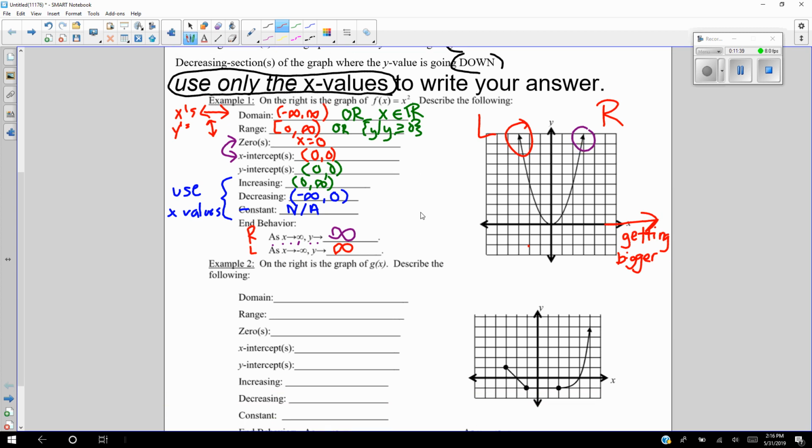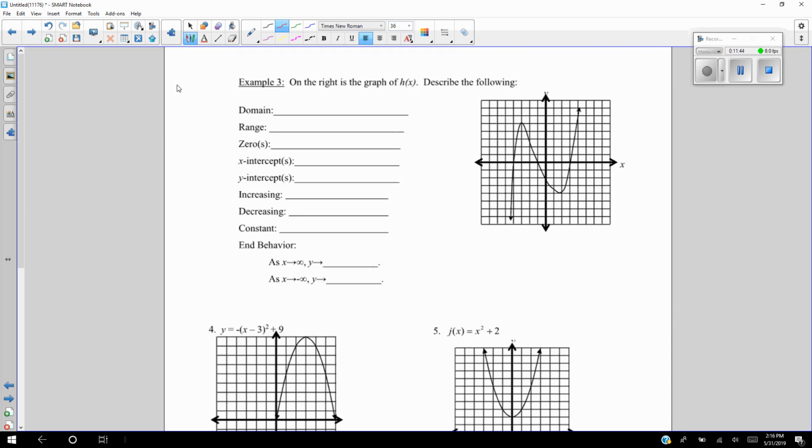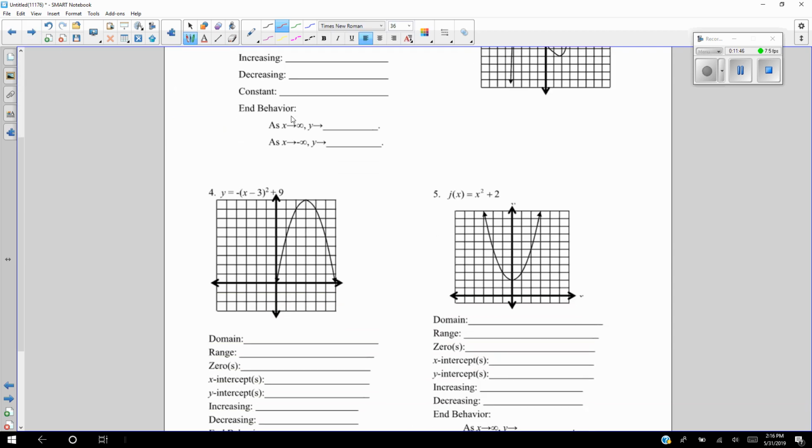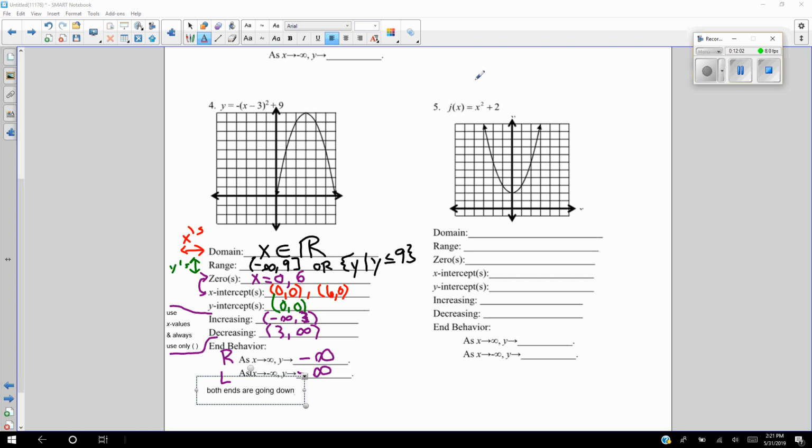So finally, what I want to finish with: in another video, we're going to tackle some trickier functions, like examples 2 and 3. I want you to pause the video and try number 4. And then I'm going to go over the answers to number 4 here at about the 12-minute mark. All right, so here are the answers to number 4 before you try number 5. And again, for increasing, decreasing, you always use the x values, and you only use parentheses.